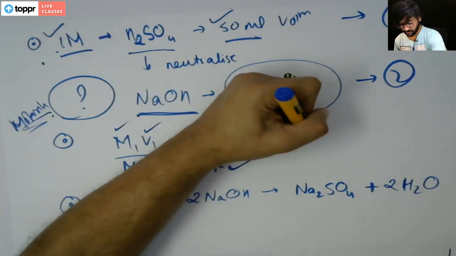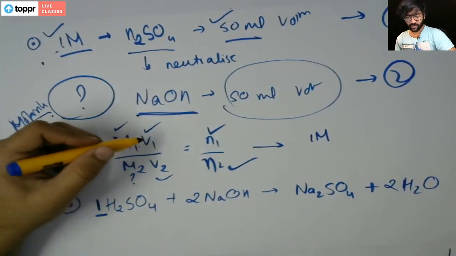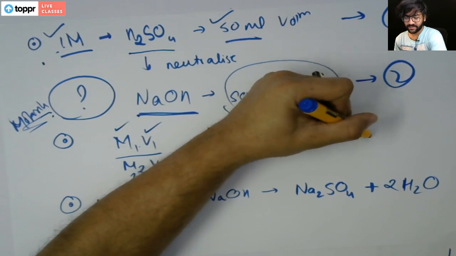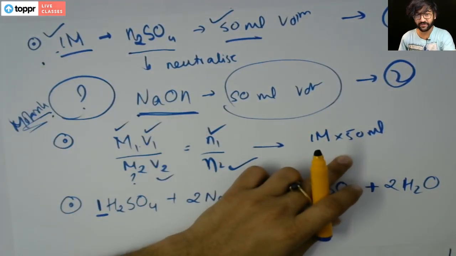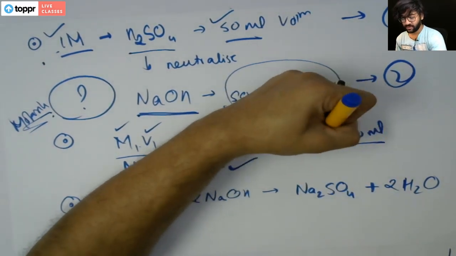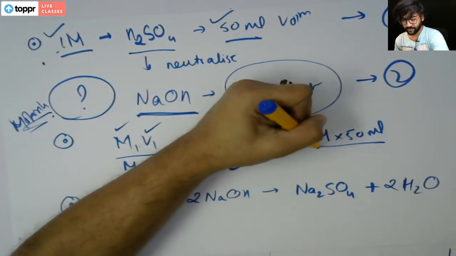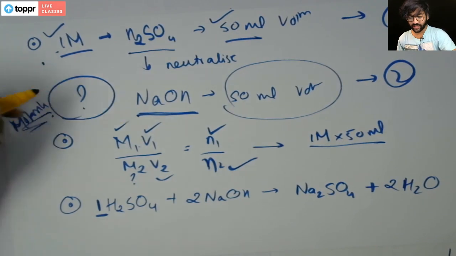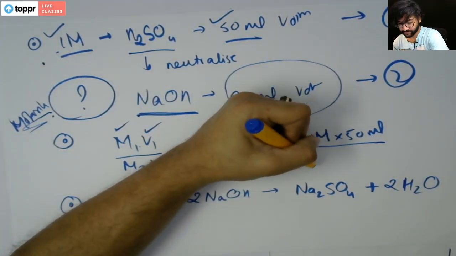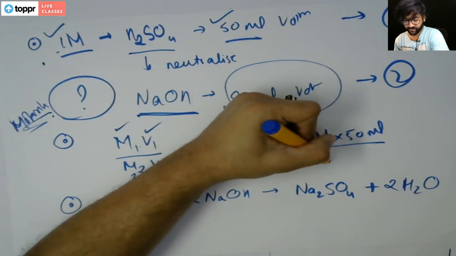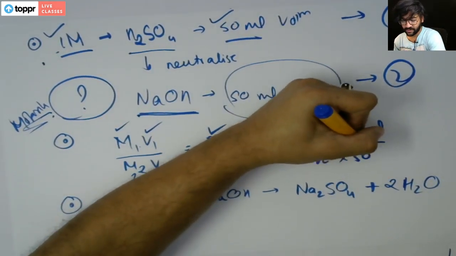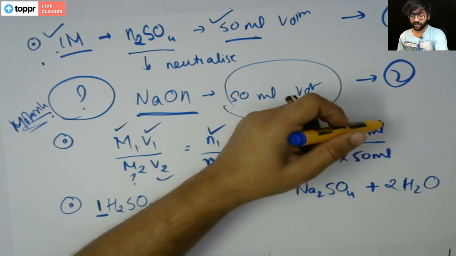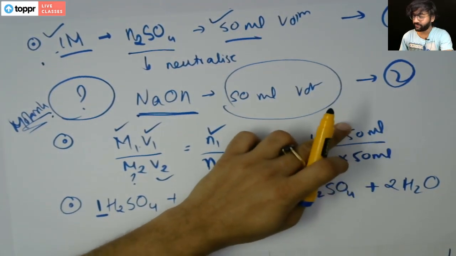For M1, it is 1 mole. For volume, it is 50 ml. See, right now I have no worries because I don't have to convert everything from here to there, because in the ratio I can cut them. I don't have the molarity for NaOH, so I'll put it as X, and here I'll put the volume, which is 50 ml. Since I have the volumes in the same unit, hence I don't have to convert them.